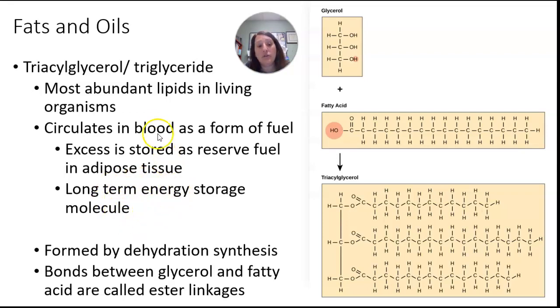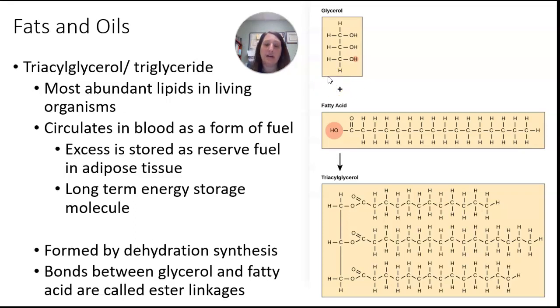Now, you don't want too much floating in your blood, right? So high levels of triglycerides can be dangerous, but you do need some for energy. Okay, so let's look at triglycerides. You're going to actually build one of these in lab, and you're going to have to sketch one in lecture, and so you want to make sure that you understand the structure.